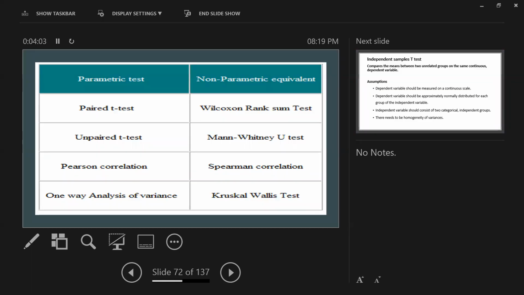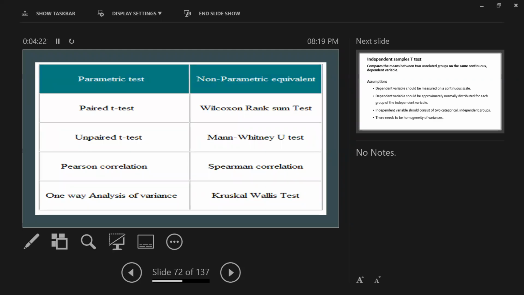If it is an unpaired t-test, that is the student's t-test, the non-parametric equivalent is the Mann-Whitney U-test. Then Pearson correlation, Spearman correlation, one-way analysis of variance, Kruskal-Wallis test. So these are the parametric tests and their corresponding non-parametric equivalents.